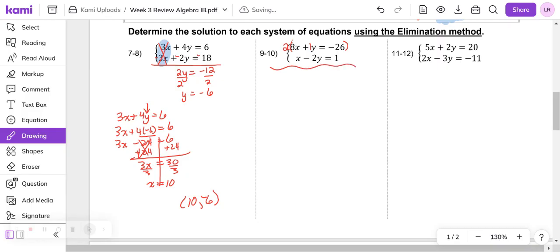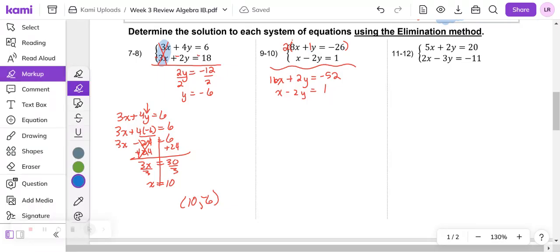So I'm going to rewrite what my equations are. Remember, if I'm multiplying this top one by 2, I've got to multiply everything. So 2 times 8x is 16x. 2 times 1y is 2y. And 2 times negative 26 is negative 52. The bottom one, we are leaving exactly the same. So it's just x minus 2y equals 1.